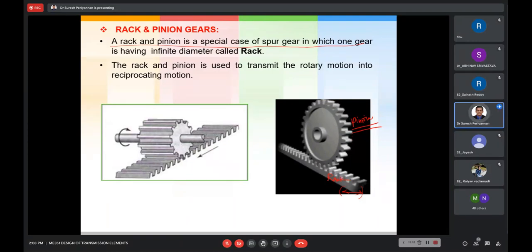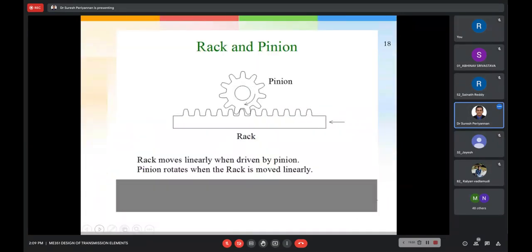Now, the rack and pinion transmits rotary motion into reciprocating motion, or vice versa. The rack always moves linearly. When driven by the pinion, as the pinion rotates, the rack moves linearly.